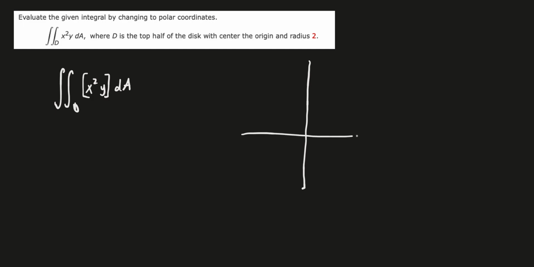It's hard for us to think about our region in rectangular when it's not something like a rectangle, obviously. So we would convert it to polar and think about it in terms of polar. So we're thinking about the top half of this circle, or disk, I should say, with a center at the origin and radius of 2. So the center is at the origin here, and the radius is 2. So this is 2, there's 2 over here, and then negative 2. So the radius is 2.